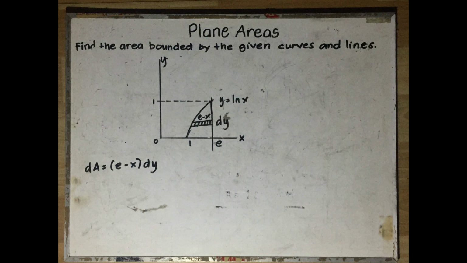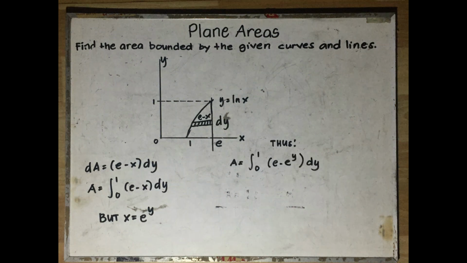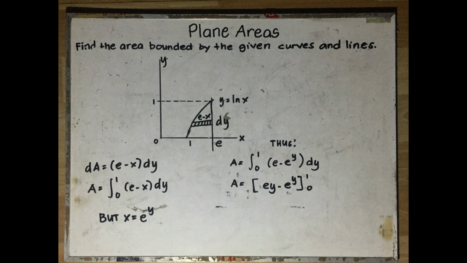We represented the width of a rectangular strip with the derivative of y. Going back with our solution, we have area equals the integration of e minus x times dy with the boundary 0 to 1. Notice that we're still dealing with the area of our rectangular strip. We need to substitute the value of x from the function of our curve, which is x is equal to e to the y. Thus, we have area equals the integration of e minus e to the y dy with the boundary 0 to 1. So area is equal to e times y minus e to the y with the boundary 0 to 1.